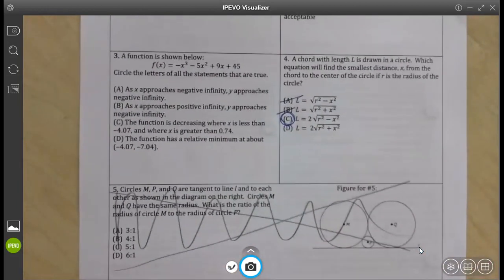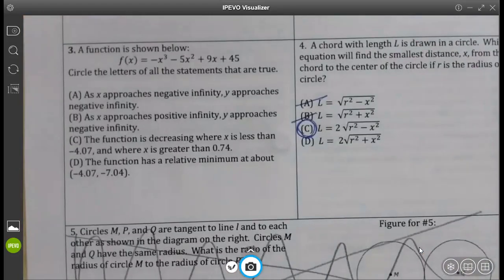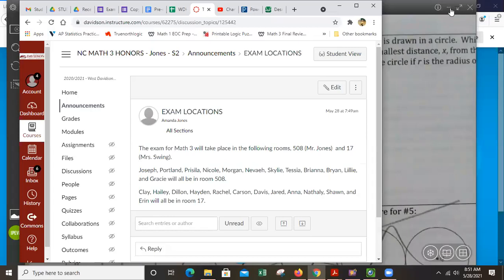All right, so I'm going to go to number 3. And it says a function is shown below. Circle the letters of all the statements that are true. So what I'm actually going to do is go to Desmos, share my regular screen. That is not what I wanted to do. There we go. Stop. Sorry, y'all.